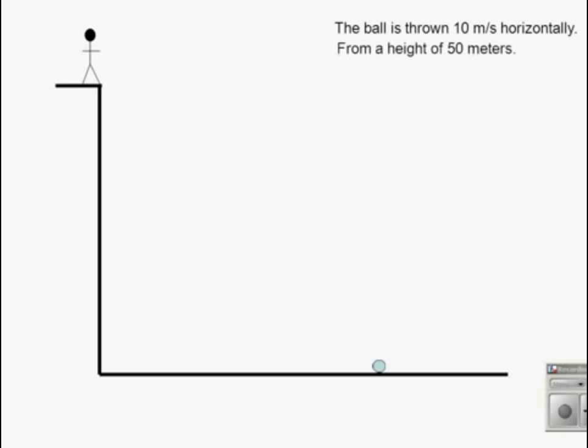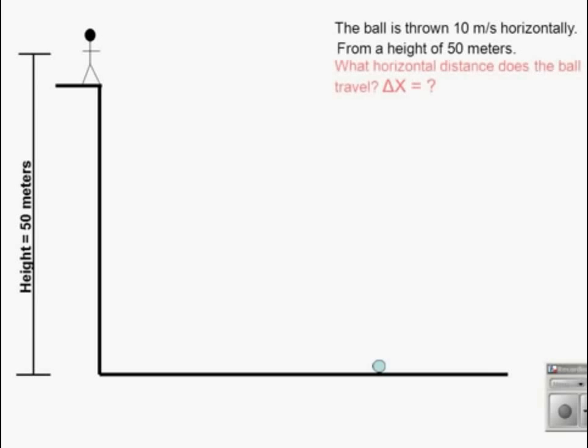The height that he threw it from is 50 meters. So he's standing 50 meters above, or he let it go 50 meters above the ground. I'm asking for the horizontal distance of the ball. In other words, the displacement horizontally. How will we figure that out?